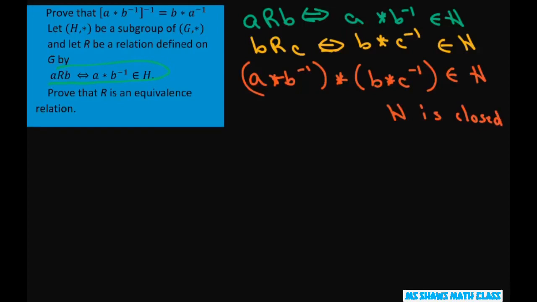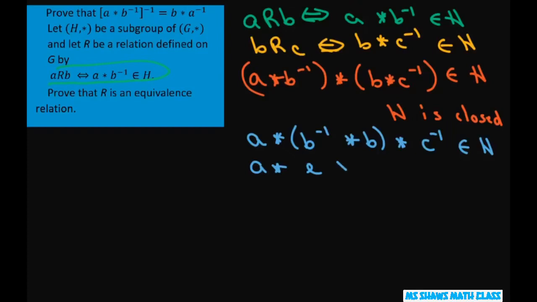All right. So by associativity, we have A star B inverse star B star C inverse belongs to H. And so that's A star E star C inverse, which belongs to H. And therefore, A star C inverse by identity belongs to H. All right, or by inverse. So basically, R is transitive.